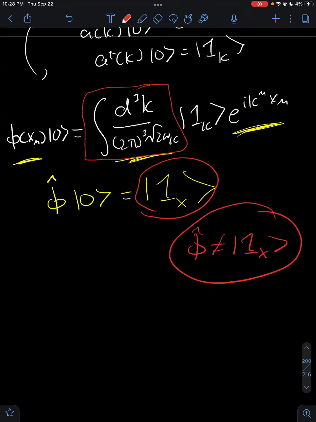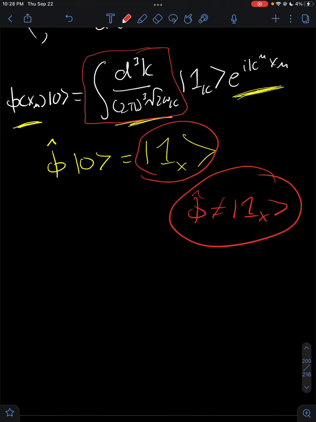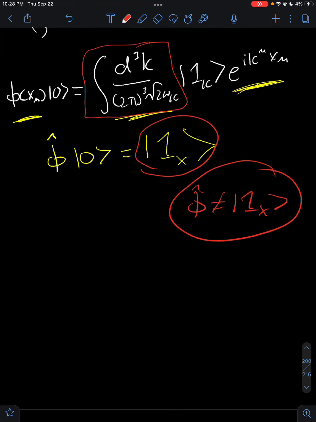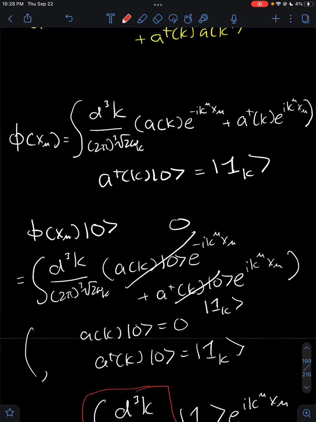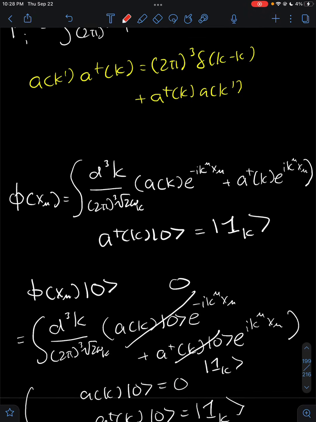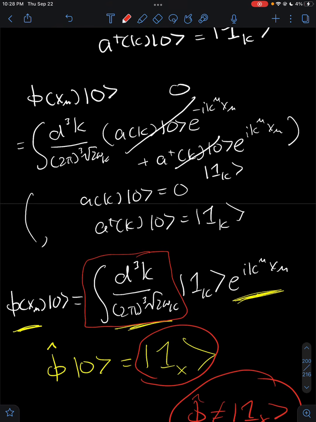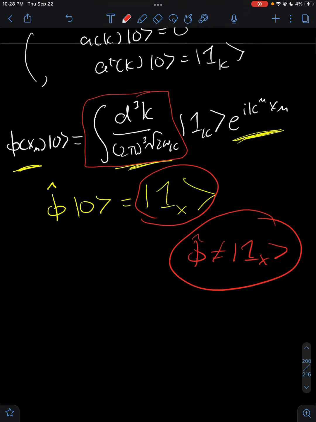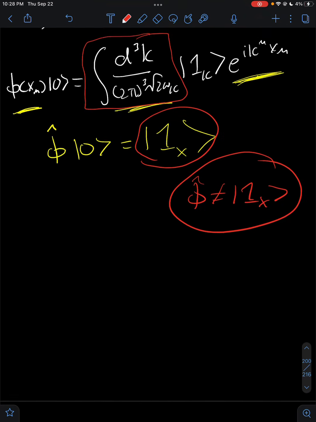So they're different things, but basically the field is an operator that acts on the vacuum state and gives us a particle position state. So yeah, we are pretty much done. This is second quantization. Everything that we'll do will be built on this. So this is probably one of the most important videos in this entire series, since second quantization is really what makes quantum field theory a quantum theory.